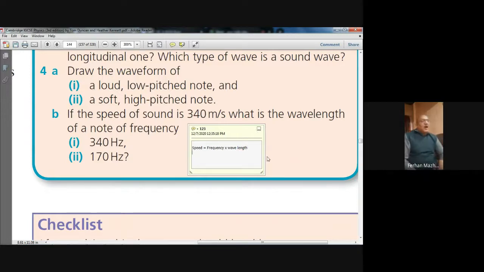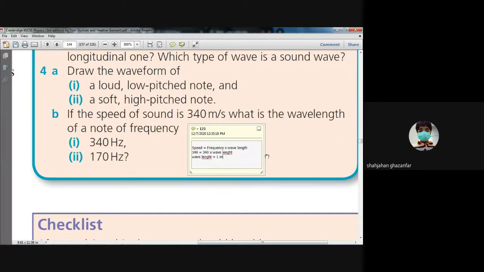Okay. Now we know this formula, V is equal to F lambda. So I know the speed, that's 340 meter per second, and the frequency in the first part is 340 hertz. And the wavelength is the question. So obviously the answer is going to be 1. The wavelength will be 1 meter. You understand this? Yes, sir.